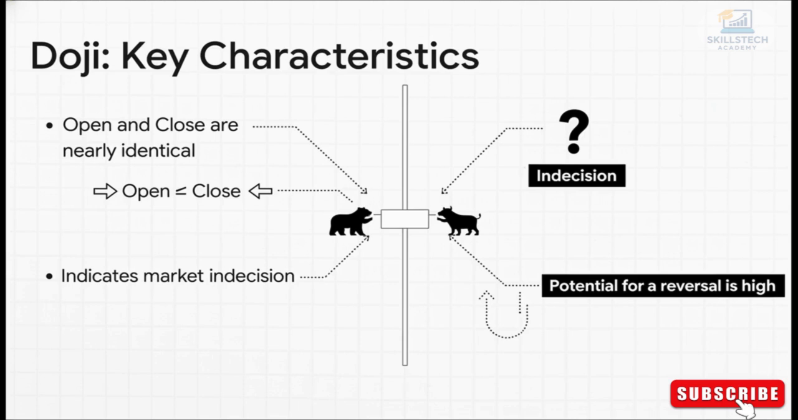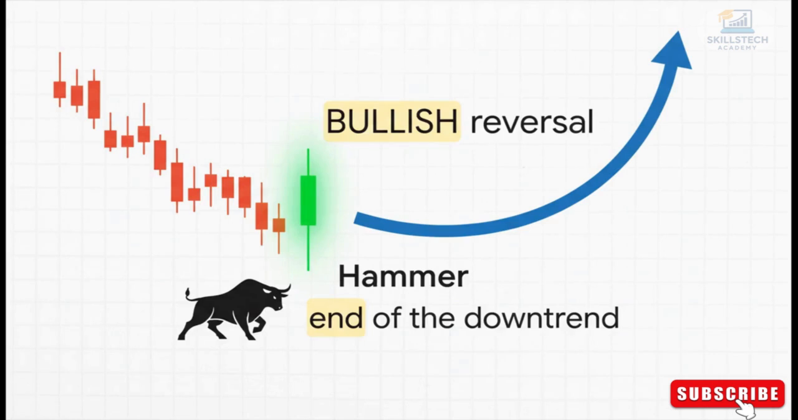Now, when you see this, especially after a really strong trend, that is a huge warning sign. It's the market telling you that a reversal could be right around the corner. Okay, next up, we have the hammer. This one's a classic bullish reversal pattern. You're usually going to find it at the bottom of a downtrend, and honestly, it looks exactly like what it's called: a small body up top with this long wick hanging down below.